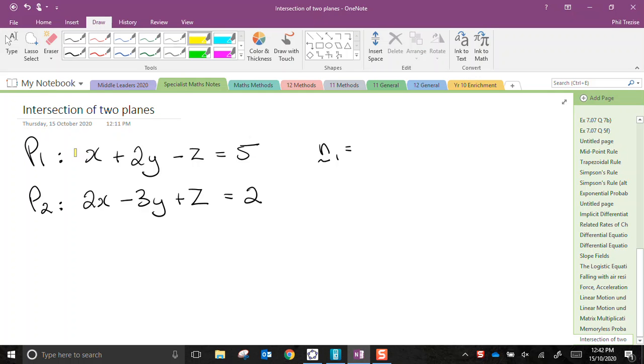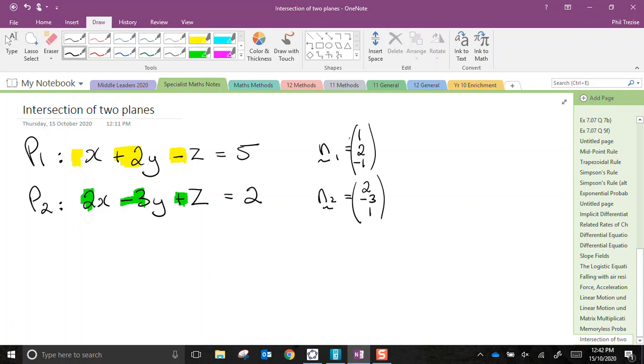Now I hope you remember that the normal vector is the coefficients of the pronumerals. So in this case we would have 1, 2, negative 1 for plane number 1. Normal vector number 2, the coefficients, we have positive 2, negative 3 and positive 1. Notice straight away that normal vector 2 is not a multiple of normal vector 1. Right? So that's important to check.